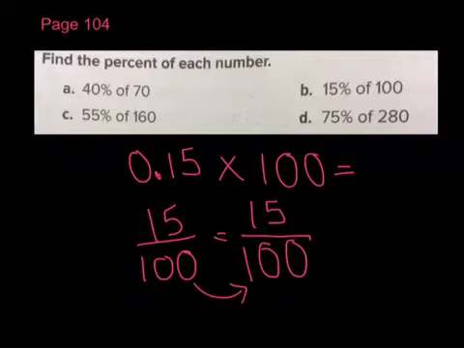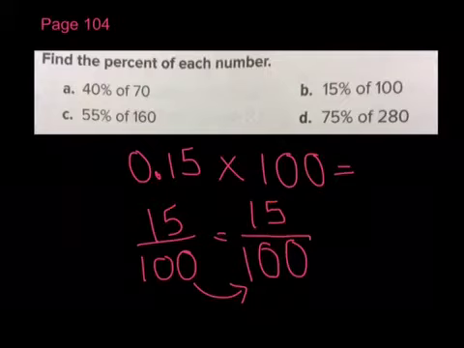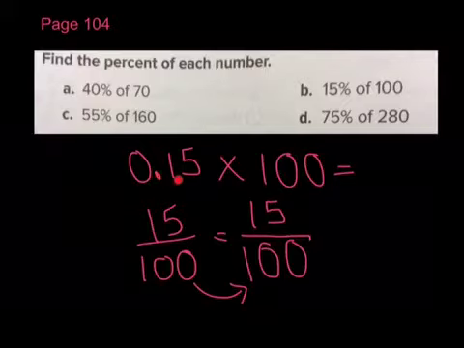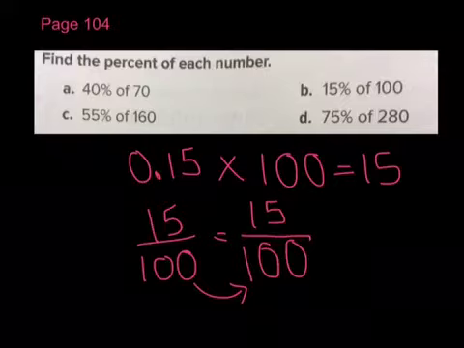They're asking us to find the percent of each number. It's 15 out of 100. 15% is 15 out of 100. And when we multiply decimal 0.15 times 100, the decimal just simply moves over 2 places, and you will have 15.